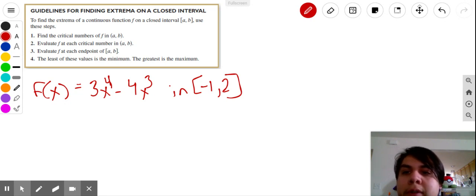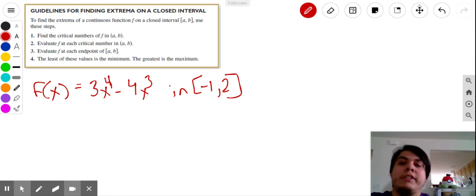Find the critical numbers of f in the open interval of a to b. Evaluate each of the critical numbers in the open interval a to b. Evaluate f at each of the endpoints of the closed interval a to b. The least of these values is your minimum, the greatest is your maximum. So first things first, let's find our critical numbers.